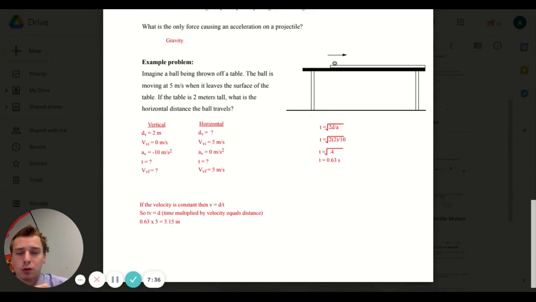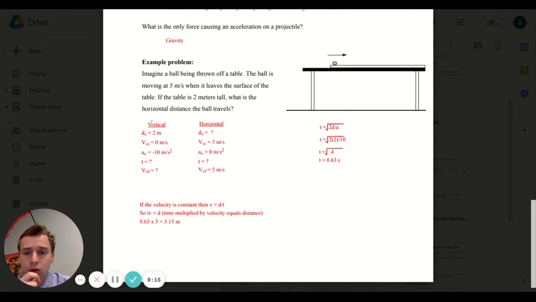So the final thing I wanted to do is go through one example of using the kinematic equations to help us solve this problem. So the problem is you are throwing a ball off the table. It is moving at 5 meters per second when it leaves the surface of the table. If the table is 2 meters tall, so its height is 2 meters, what is the horizontal distance the ball travels? So in these problems, what I'm asking for is to not just list out these variables that we use for kinematics, but also that you list them out into separate vertical and horizontal components.